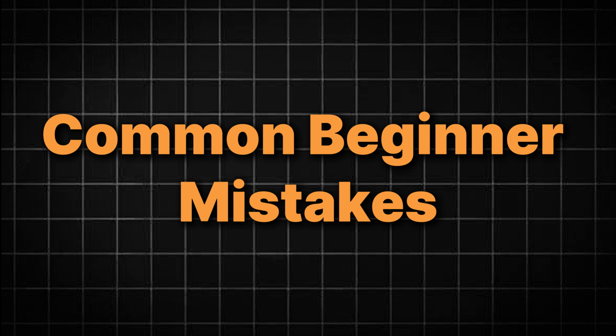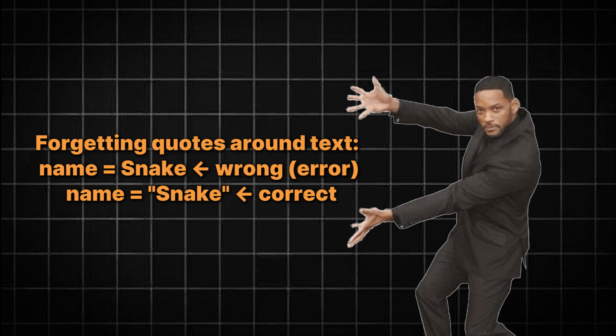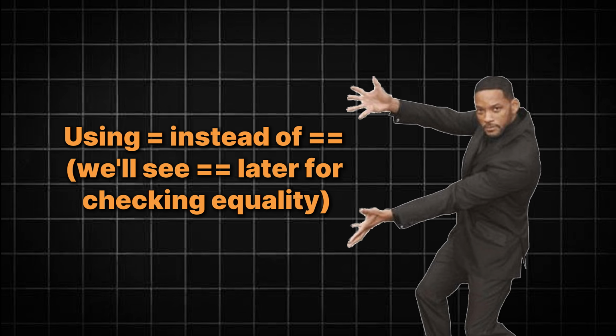Common beginner mistakes. Forgetting quotes around text. name = snake is wrong and gives an error. name = "snake" with double quotes is correct. Using single equal to instead of double equal to. You'll see double equal to later for checking equality in Python. Single equal to is the assignment sign, but double equal to is for checking equality.